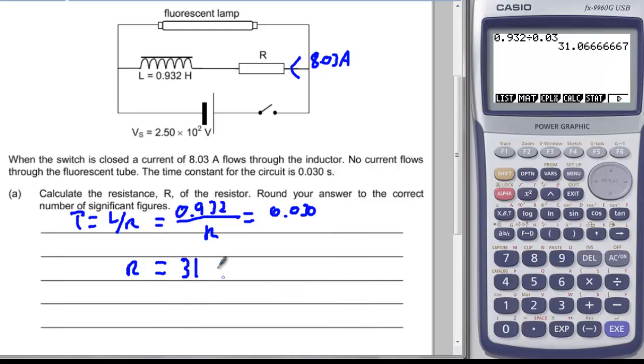31.0666 ohms. L here has been given to 3 significant figures, and time has been given to 2 significant figures. So our answer technically should be 31 ohms, 2 significant figures, because we always go to the least number of significant figures in the question.